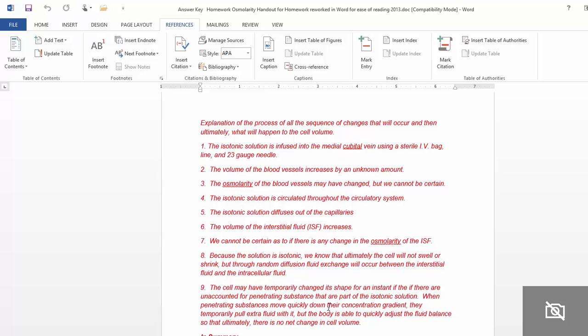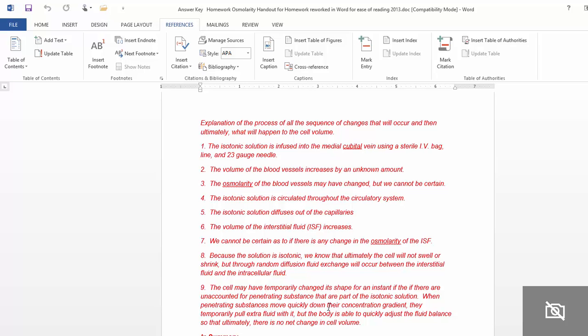So the cell may have temporarily changed its shape. For instance, if that was a typo. There are unaccounted for penetrating substances that are part of the isotonic solution. I'll have to fix all these typos. All right. When penetrating substances move quickly down their concentration gradient, they temporarily hold extra fluid with it.